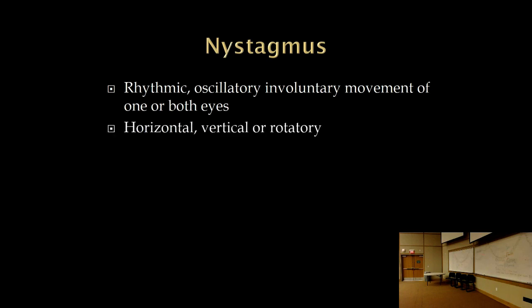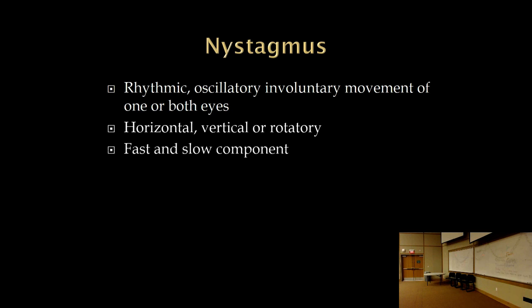Okay, so we'll talk quite a bit about nystagmus, which we see all the time on examination, and you just need to observe the eyes. Horizontal nystagmus is when the eyes are shaking back and forth. Vertical nystagmus is when the eyes are shaking up and down. And rotatory nystagmus is where the eyes are doing this. Okay, they're rotating.